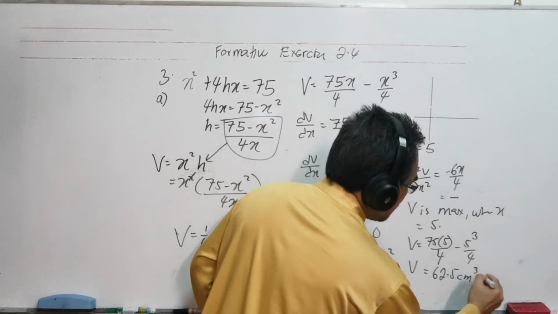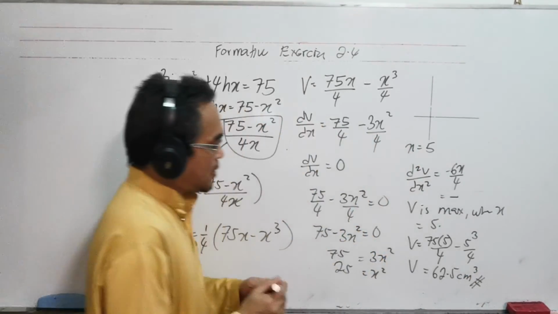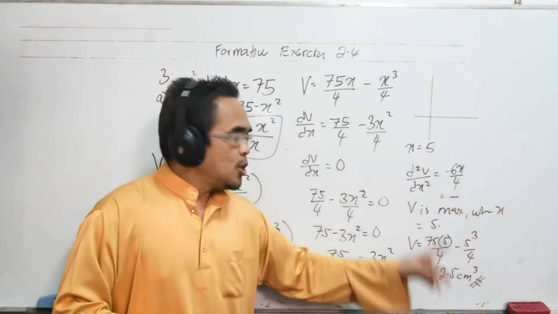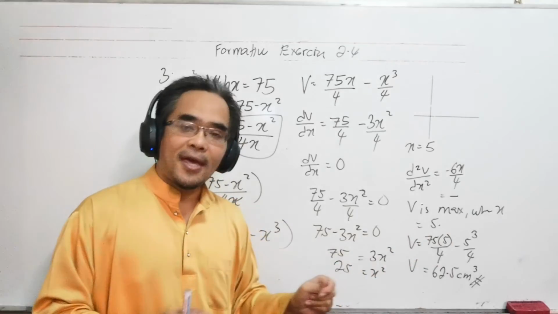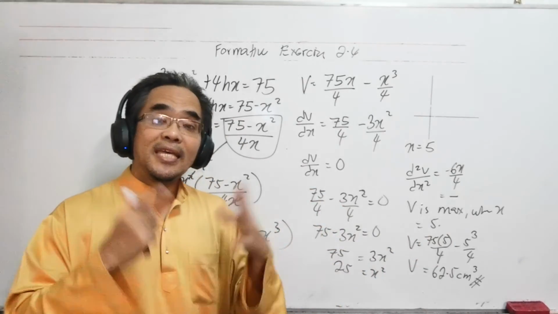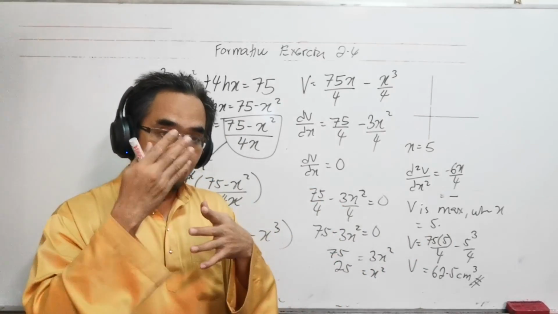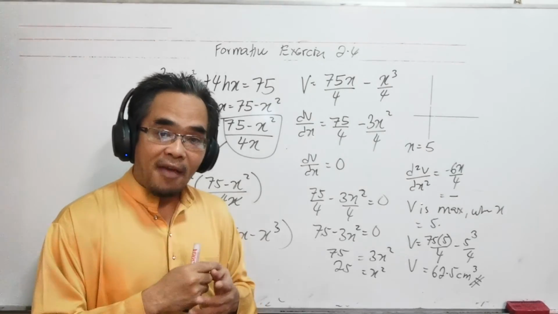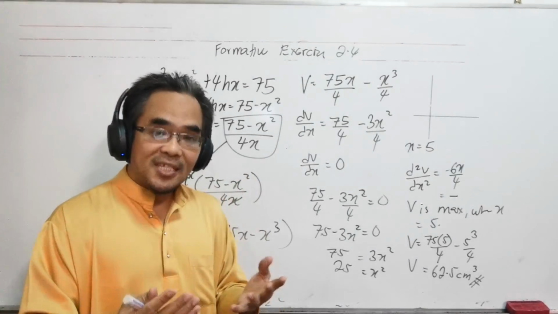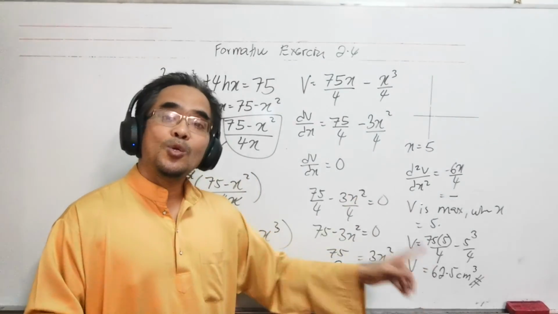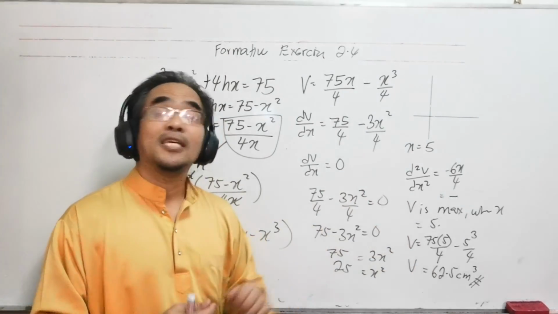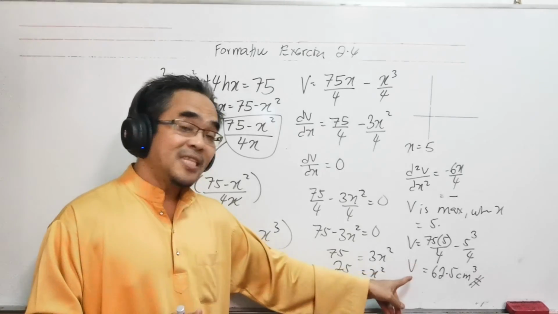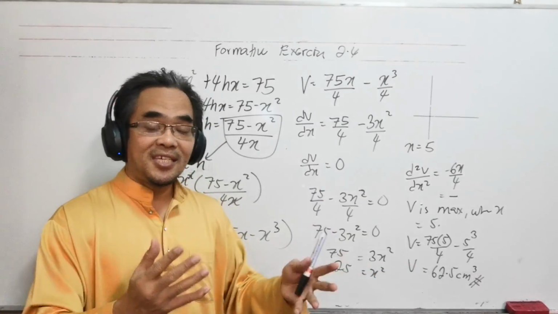cm cubed. Right, so what does it mean? You could replace the value of x with other values, either lesser than 5 or larger than 5, but you will still not get a value of V larger than 62.5, because this is the maximum, the largest possible.